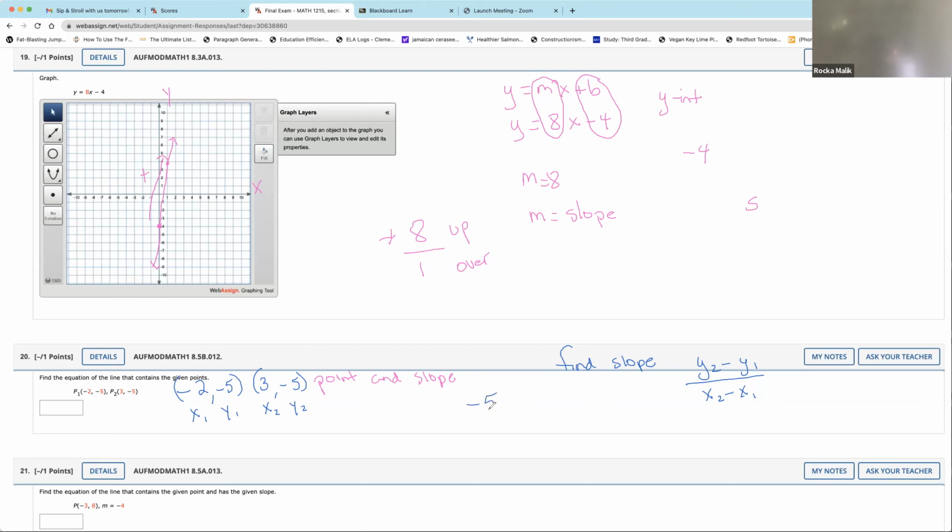Y2 minus y1 minus a negative 5. I'll write it just like that. X2 minus x1. So I have negative 5 plus 5, and I have 3 plus 2. Negative 5 plus 5 is 0, and 3 plus 2 is 5.